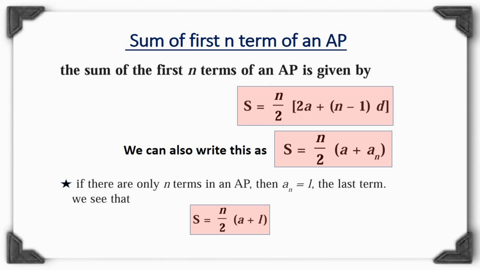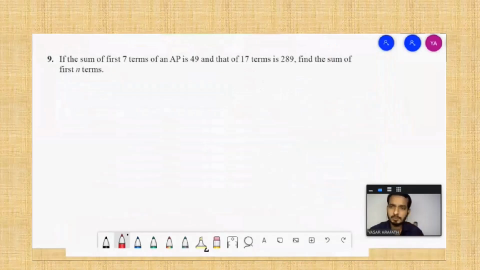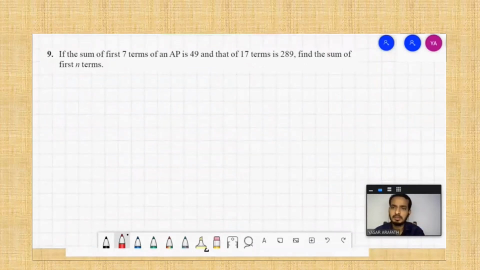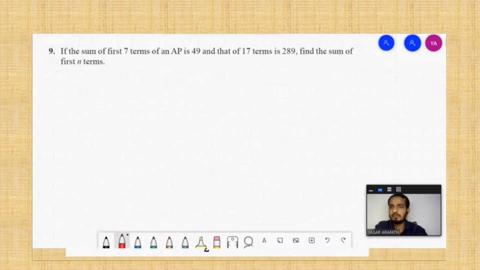Let's start with question number 9. I have copied the question onto the whiteboard so you can easily see it. The question is, if the sum of the first 7 terms of an AP is 49 and that of the first 17 terms is 289, find the sum of the first n terms.